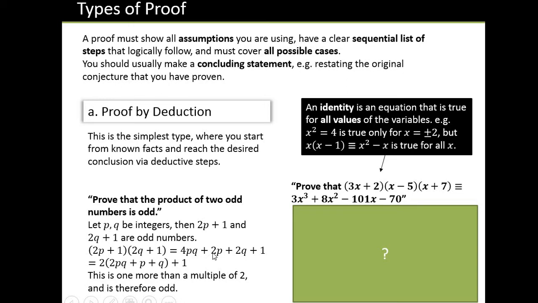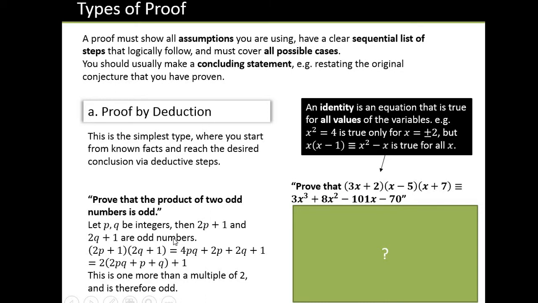So I don't know if you can see in these first three terms you can take out a factor of 2. So then all of this, 2 times anything here, will definitely be an even number. But then, of course, we've got a plus 1 on the end. So this is 1 more than a multiple of 2 and is therefore odd. And I suppose you should perhaps say at the end, therefore the product of two odd numbers is odd. So that's that one done.